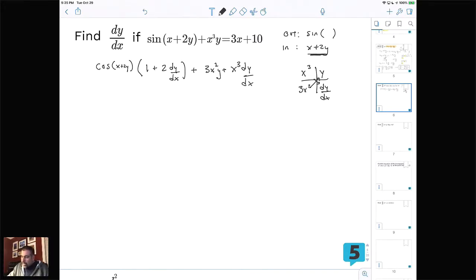And that is taking care of the derivative of the left-hand side. So now we're going to move to the right-hand side, and that actually is a lot easier, much more straightforward. The derivative of 3x is just 3. And the derivative of 10, well, that's a constant by itself, so we're going to see that go to 0. So this is what you should have gotten if you took the derivative of both sides.